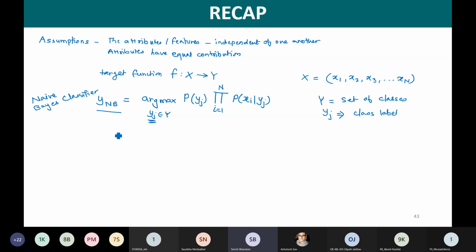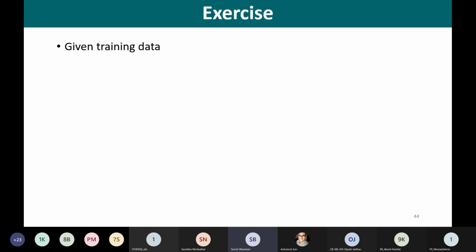Now we are going to see one example of how to solve a problem by making use of this Naive Bayes classifier, right? So may I proceed? Yes. So I hope you must have recalled whatever we discussed in the last class. May I proceed with the example? Yes, ma'am. Fine. So let us see one example.